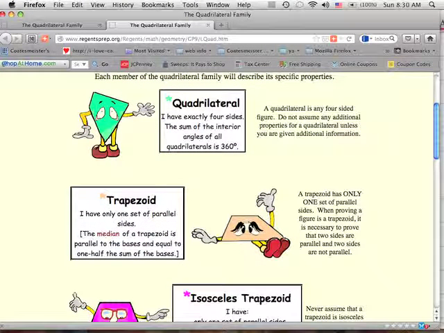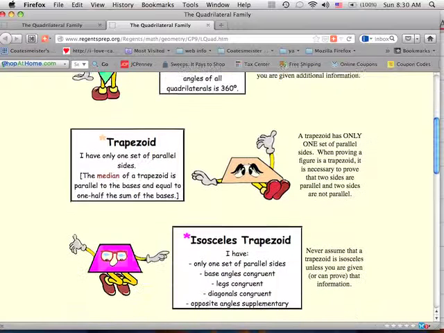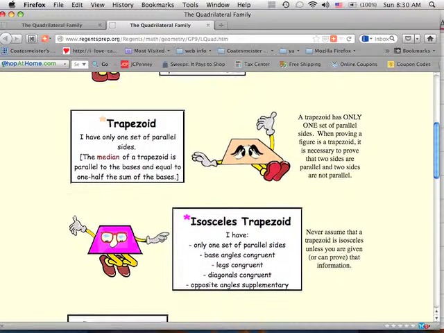A trapezoid is a special quadrilateral that has one set of parallel sides. So here, these 2 sides are parallel. An isosceles trapezoid has one pair of parallel sides, and then the opposite sides here are congruent. So this side equals this side.